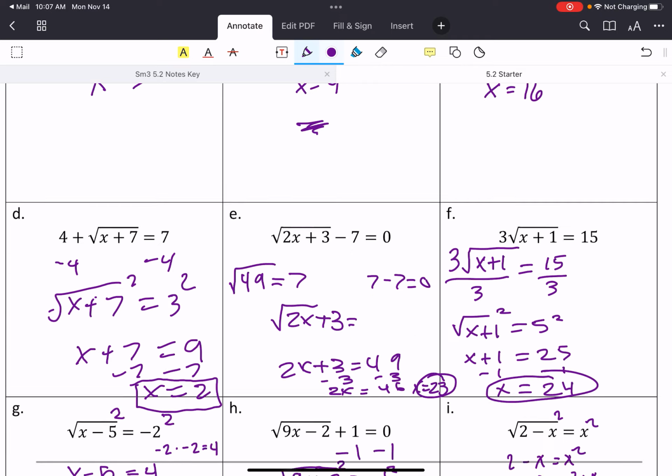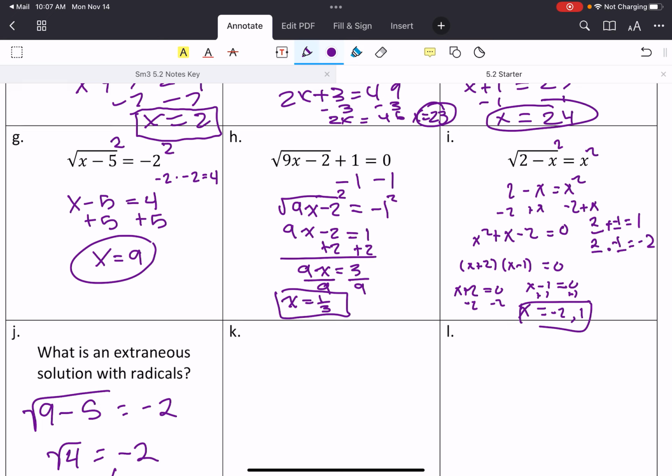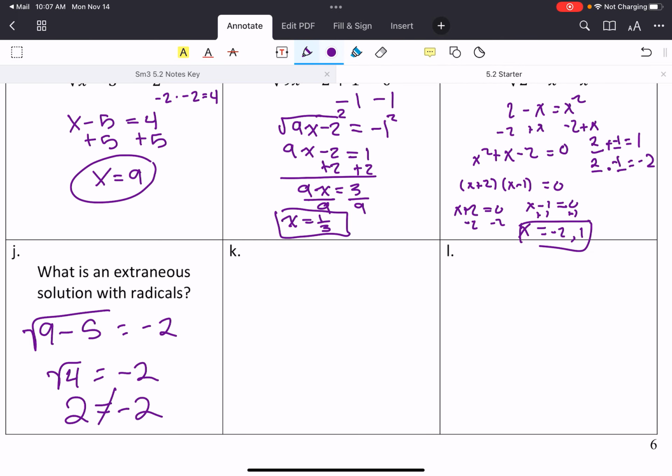Okay? So here, what do we notice about G? What is the answer of G? A negative 2. Is that possible? If we square rooted a number, can we get a negative number? No. So that is why this is an extraneous solution. x equals 9. 9 is an extraneous solution, because when you plug it back in, it doesn't work. 2 does not equal negative 2.